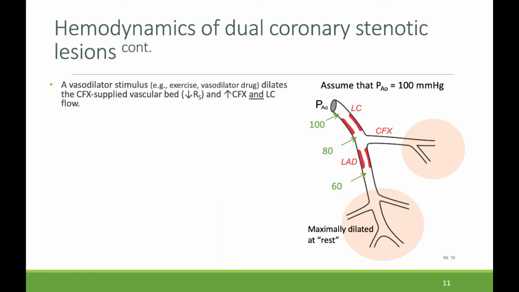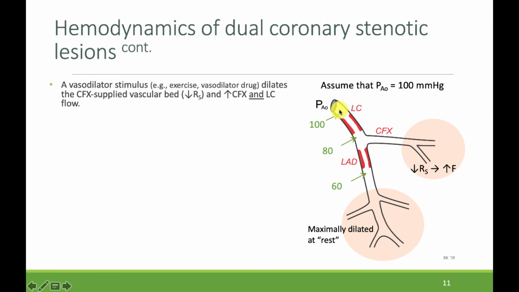Now let's take this a step further. What happens if we now provide a vasodilator stimulus, such as would occur with exercise or infusing a vasodilator drug, such as adenosine or dipyridamole? Well, if we do that, what will happen is that we will decrease the resistance in this vascular bed, which is still capable of undergoing vasodilation, and that will increase the flow through the circumflex artery into this vascular bed.